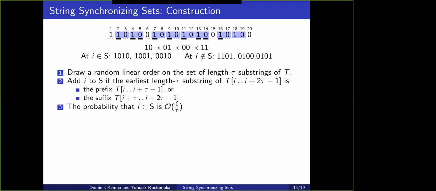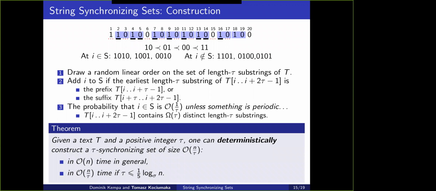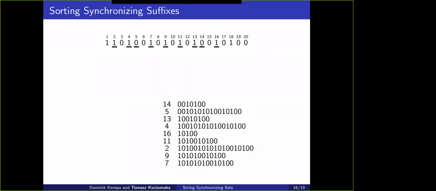And again, you can argue that with this construction, the probability that each element is chosen is 1 over tau. That's because unless something is periodic, you have many distinct length tau substrings. And the very technical contribution of our work is how to construct this thing deterministically and efficiently. So you have linear time in general and n over tau time if tau is small. And this is very different from the construction that appears for partitioning sets. But on the other hand, we don't care about maintaining small space complexity.